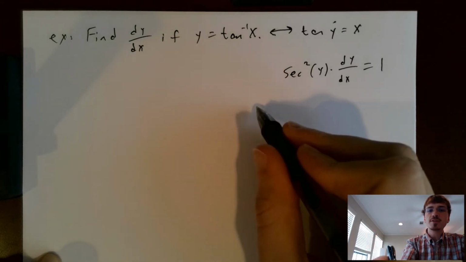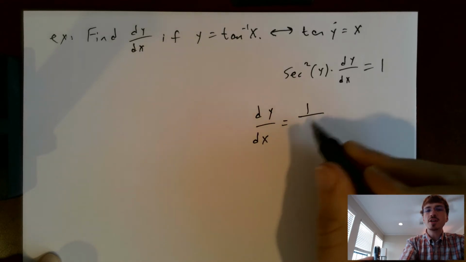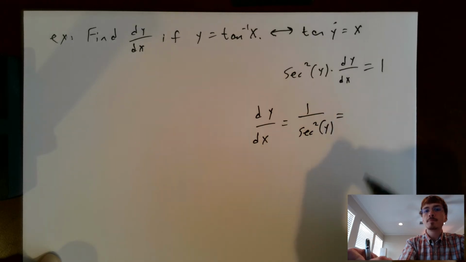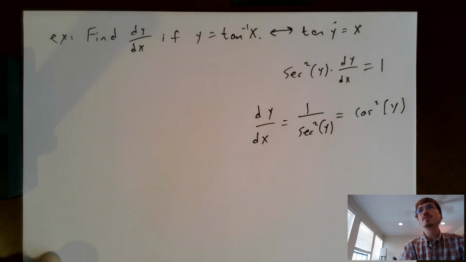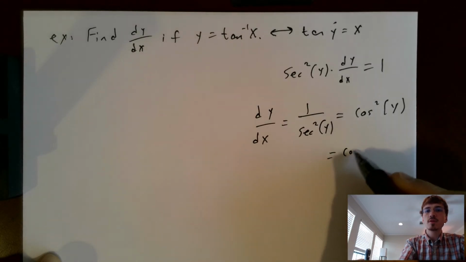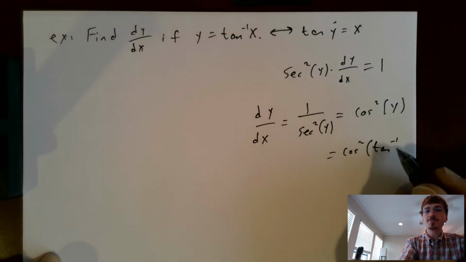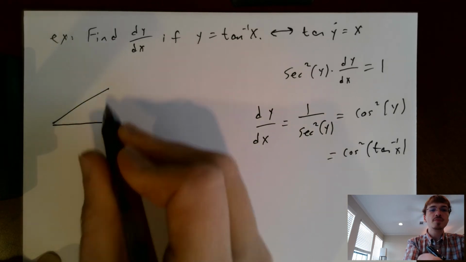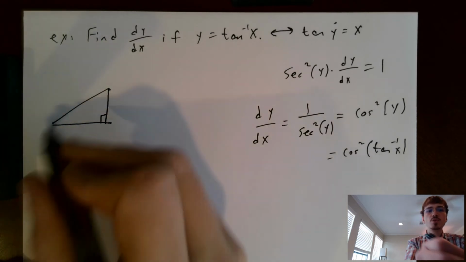So solving for dy dx, it will look a little different now. Dy dx is equal to 1 divided by the secant squared of y. But we know that that's equal to cosine squared of y, so that's kind of interesting. All right, and what's y? Cosine squared of y, where y is the arctangent of x. So let's use a triangle to rewrite this. Remember, we're going to be able to get all of our expressions without trigonometric functions, so that's kind of a cool feature of this.